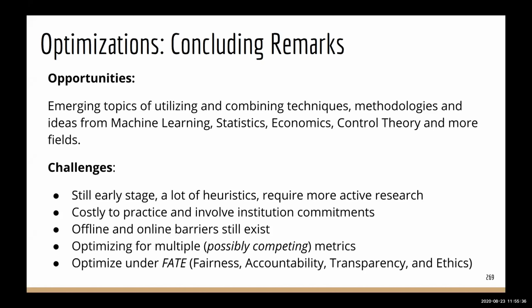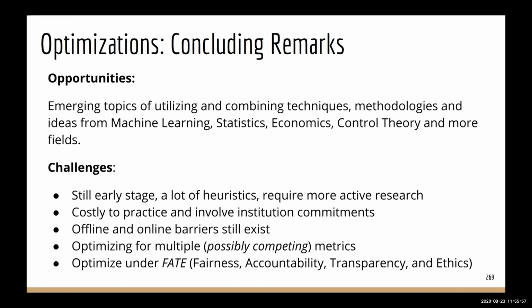Also, how do you optimize for a lot of different competing metrics? I mentioned earlier in the multi-armed bandit and also reinforcement learning domain where the machinery is there, but you have to write down some heuristic combination of your metrics.